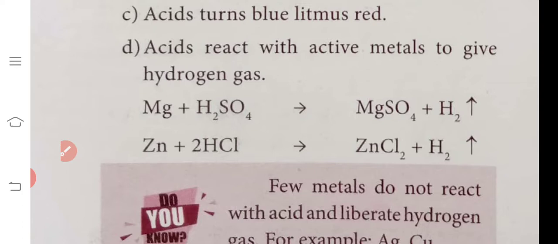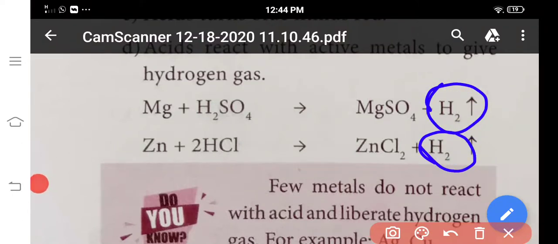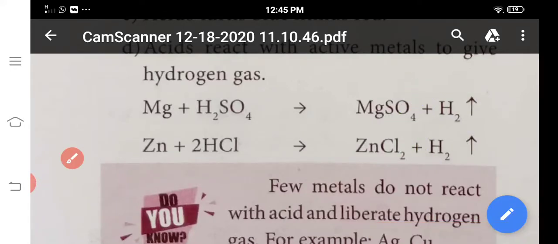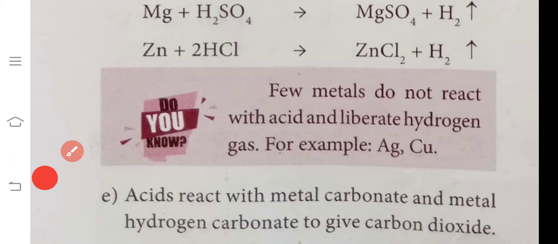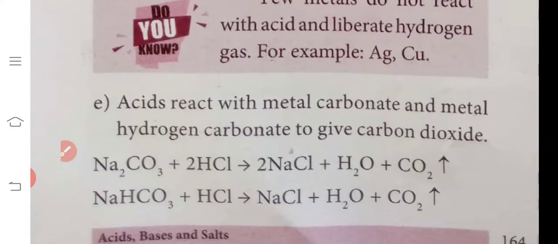Mg plus H2SO4 gives MgSO4 plus H2. Here it gives hydrogen gas. Listen, a few metals do not react with acid and liberate hydrogen gas, for example Ag and Cu. Some metals do not react with acids. Example, Ag and Cu. Sorry, Ag means silver and Cu means copper.